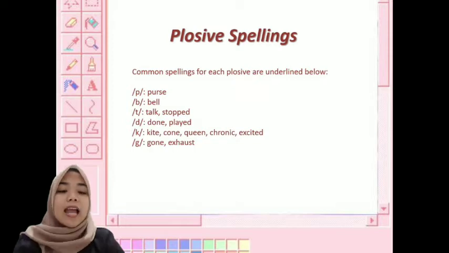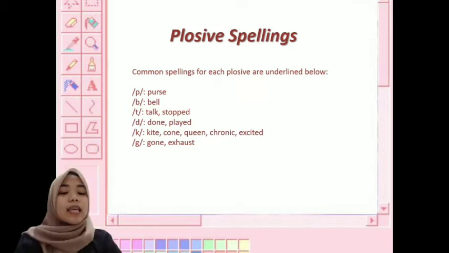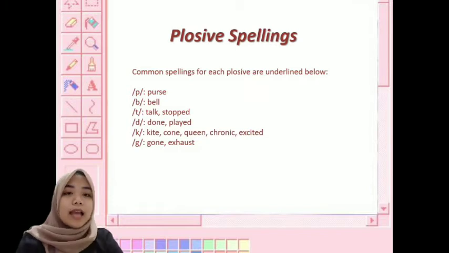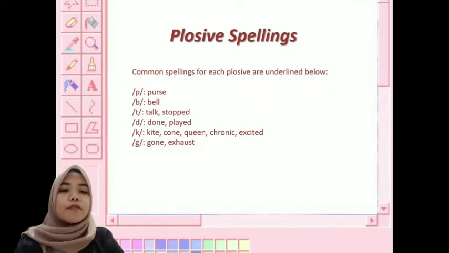K and G are velar. The back of the tongue is pressed against an intermediate area between the hard and the soft palate. For example, K for "kite," "calm," "queen," "chronic," and "excited." G for "gone" and "exhaust." P, T, and K are voiceless. B, D, and G are normally voiced.